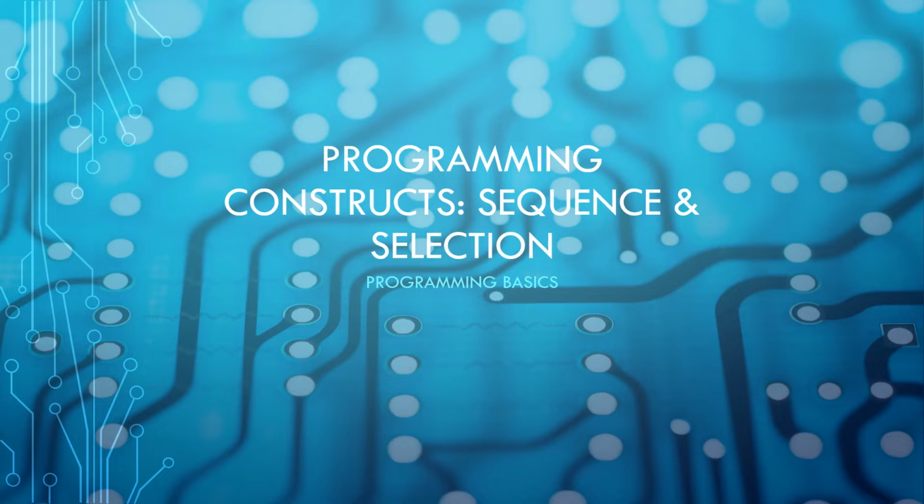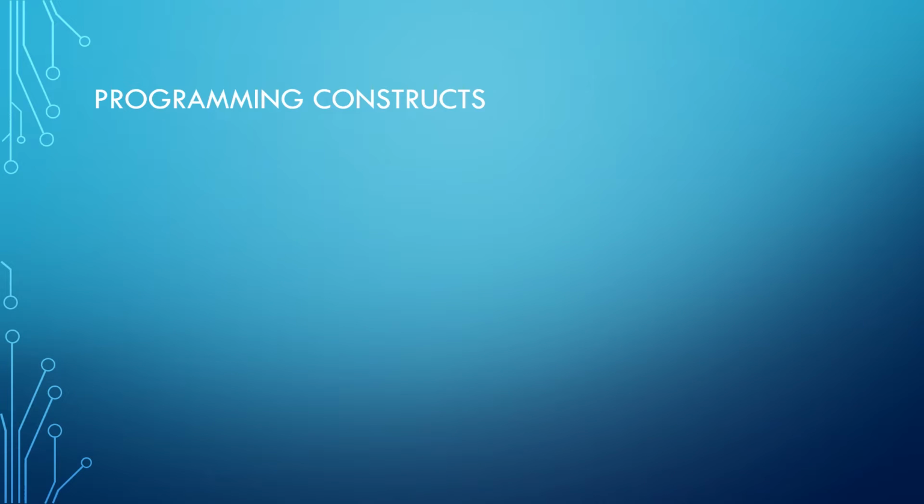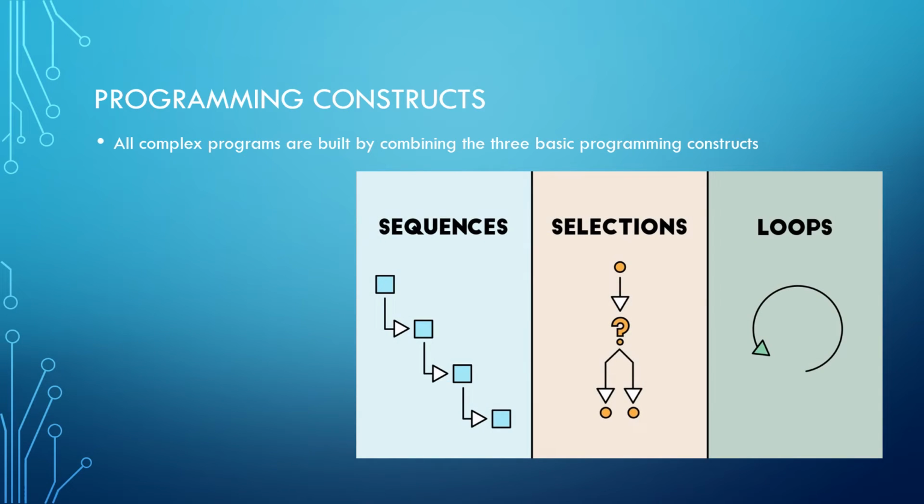Today's video focuses on the programming constructs of sequence and selection. Programming constructs are the basic structures we combine to create more complex programs. The three basic constructs you need to be familiar with are sequence, selection, and iteration. If you go on to A level, you might also start to learn about recursion.